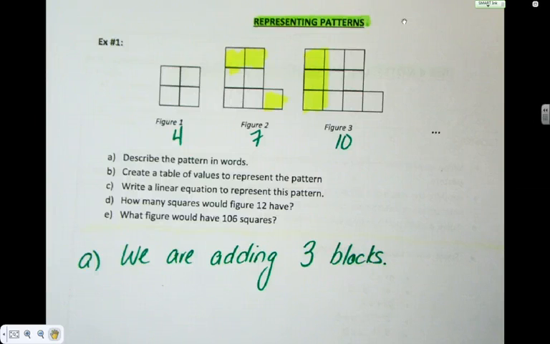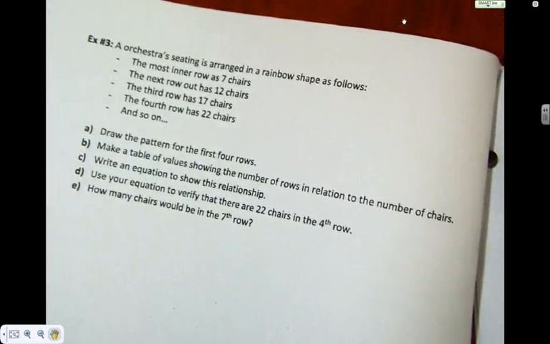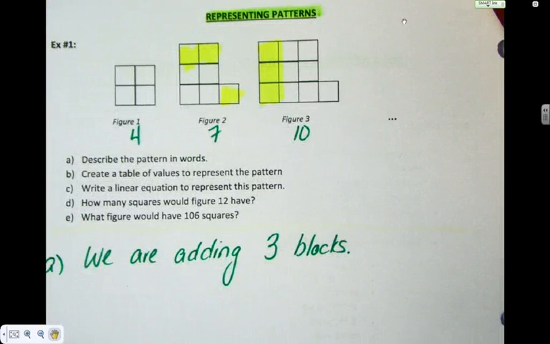And it's not always going to be blocks. The next one, circles. And then if we look at example 3, oh my God, words, what's going on there? Okay, so it's not always going to be blocks. But the point is, you're just trying to figure out what did we add to each one.